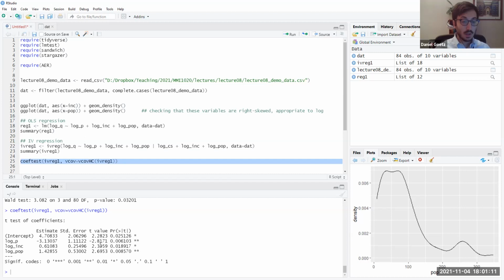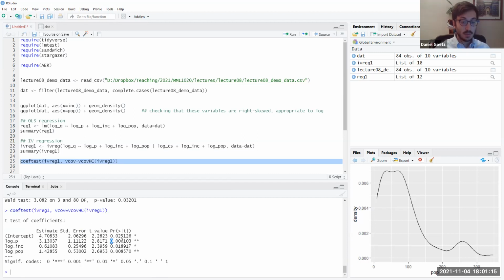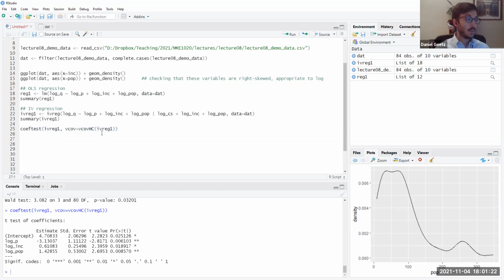You can see that the t value has gone down a little bit. So the p-value has gone up a little bit, but we're still very safely significant at the 1% level. Okay, perfect. So we can present these things side by side.